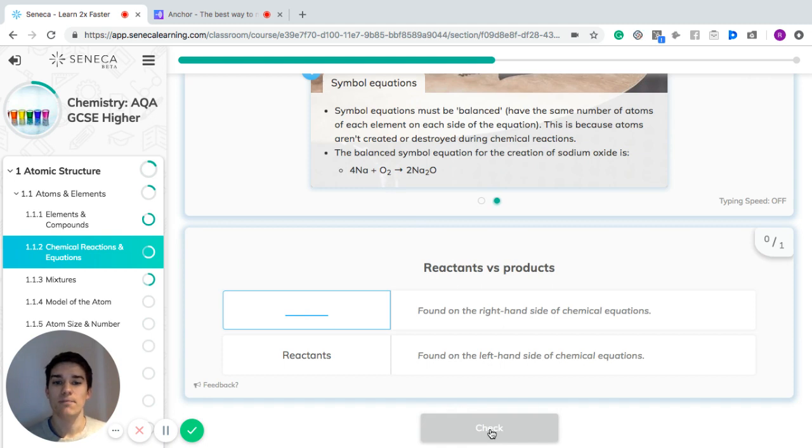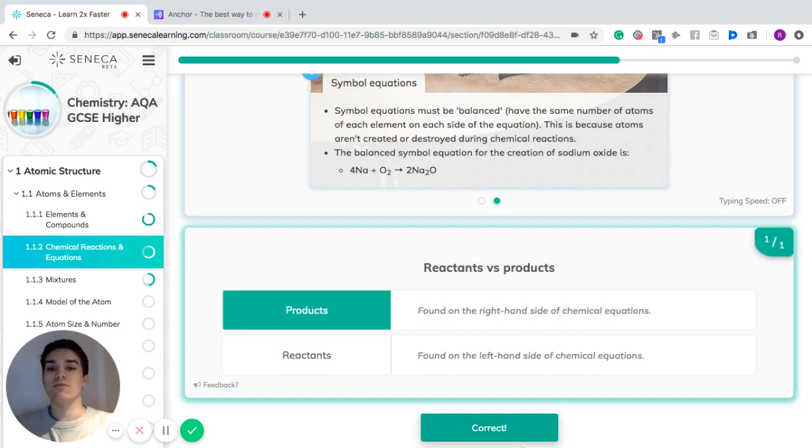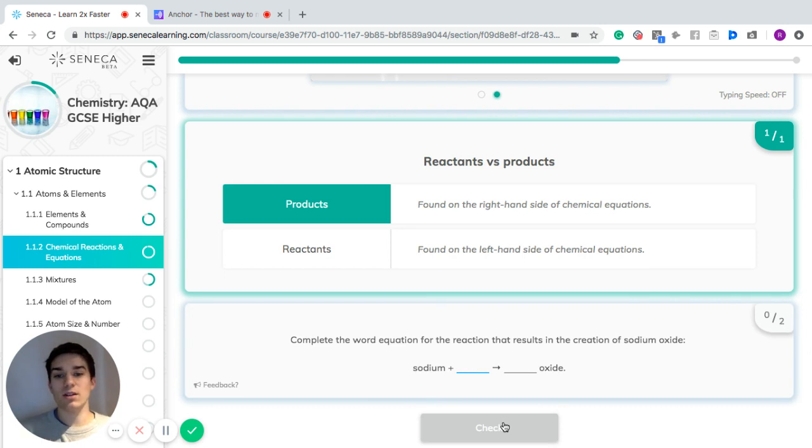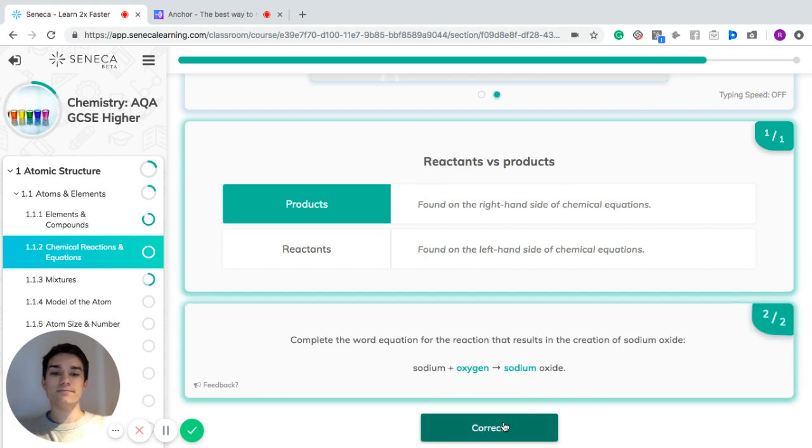So let's recap some of that. So reactants versus products. Reactants are found on the left-hand side of chemical equations, and products are found on the right-hand side of chemical equations. And just to recap that word equation for the production of sodium oxide, sodium plus oxygen goes to sodium oxide.